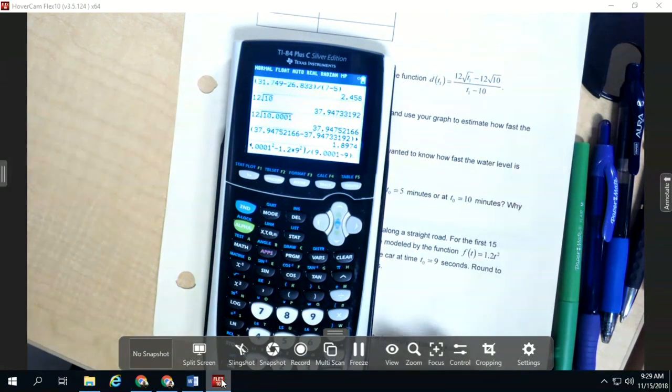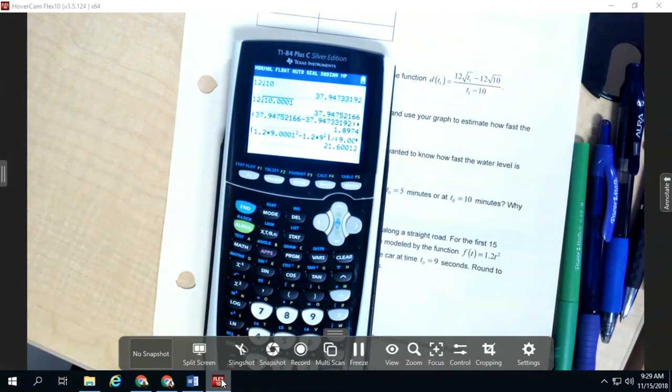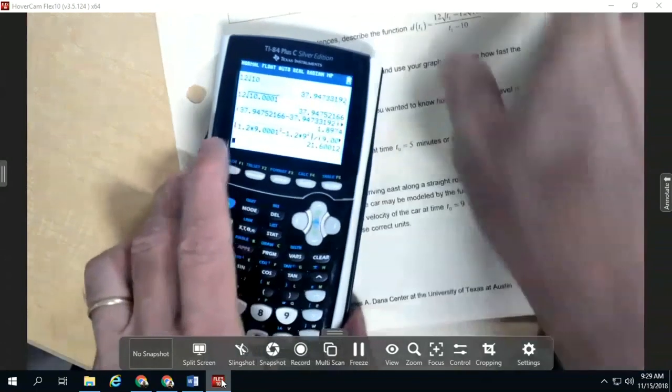First of all, does it make sense that it is a positive number? I mean, the car is speeding up, so does it make sense that the slope is a bigger number? Right? Everybody good? Did you get 21.60012? Instantaneous rate of change. I think there's a test question on it.